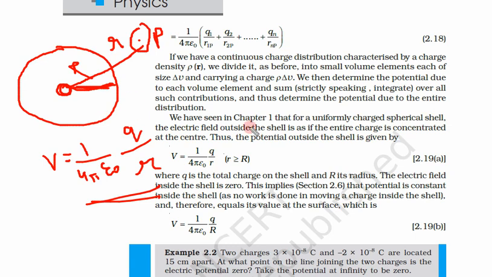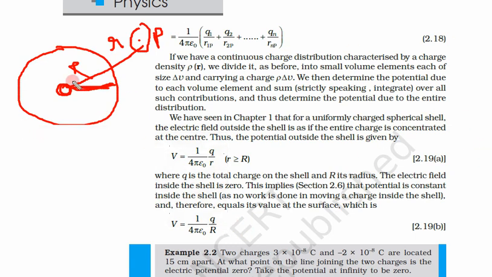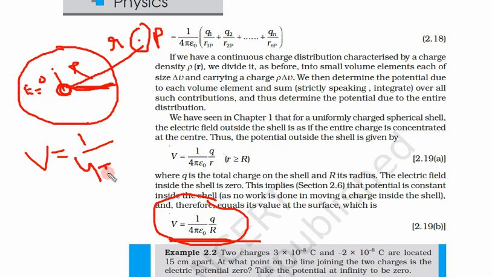But in the second case we saw that the electric field at any point inside this thin spherical shell was 0. Electric field was 0, but the potential will not be 0. The potential is a constant potential. The potential inside this thin spherical shell is not 0. It is a constant potential, which is V equal to 1 by 4 pi epsilon naught Q upon R.